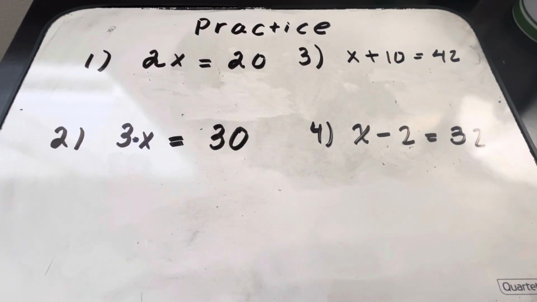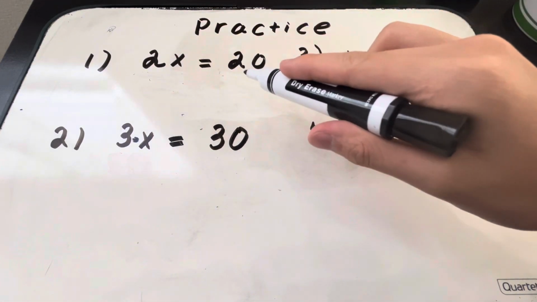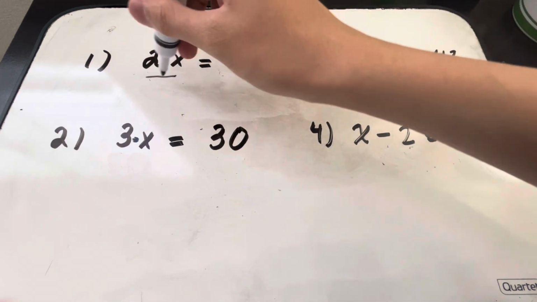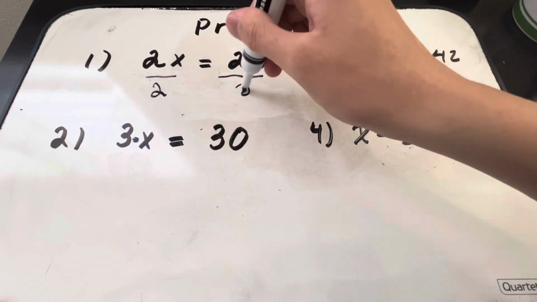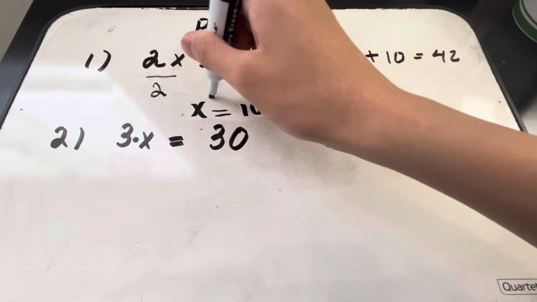Okay, pause the video and see if you can try these problems on your own. So, we're starting with 2x equals 20. So, since we're multiplying, we do the opposite operation and divide by 2. We're left with x equals 10.